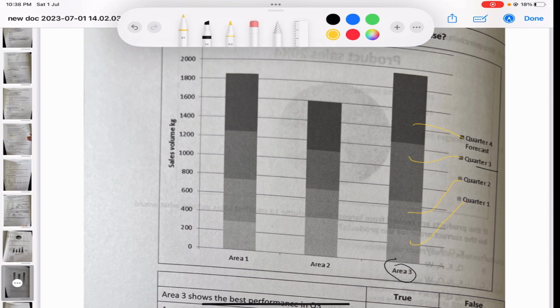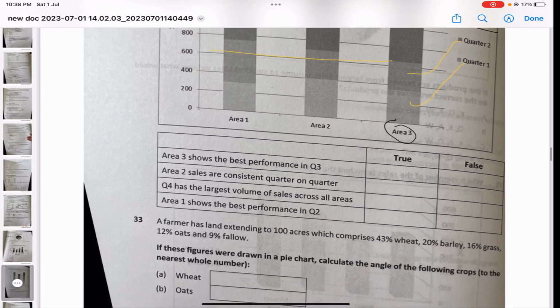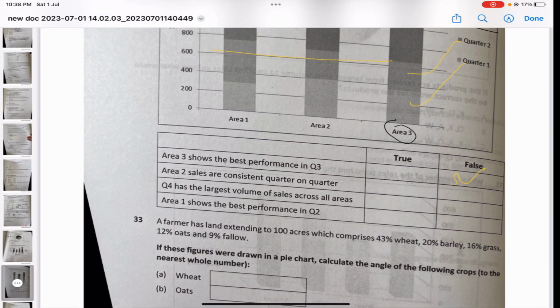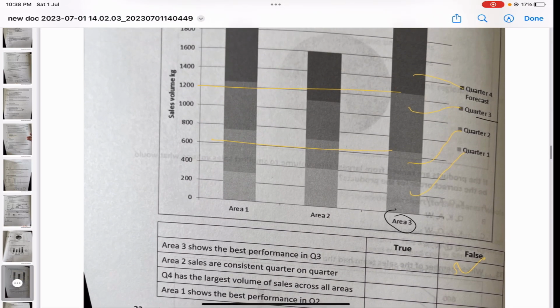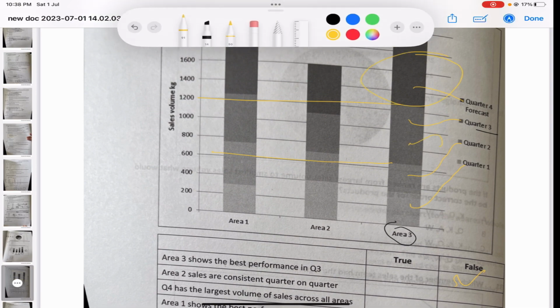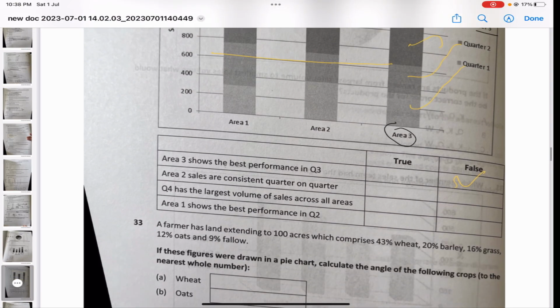Okay, so this is from here, right? 600 to 1200, 6, 2, 3, 4. From here to here, 1, 2, 3, 4, 5. Okay, that's not true according to me, even though in the book it is saying true, but according to our logic, quarter 4 is better than quarter 3, right? So let me just mark that.